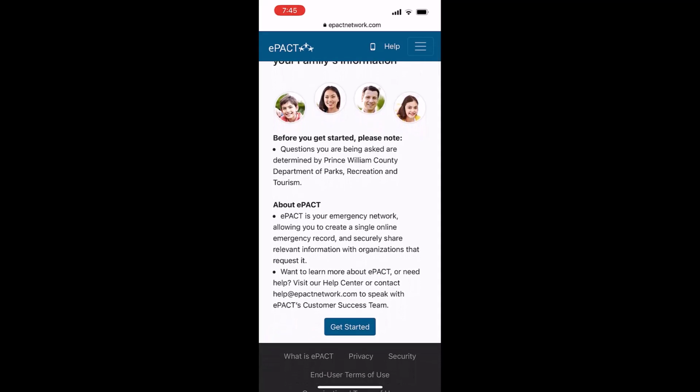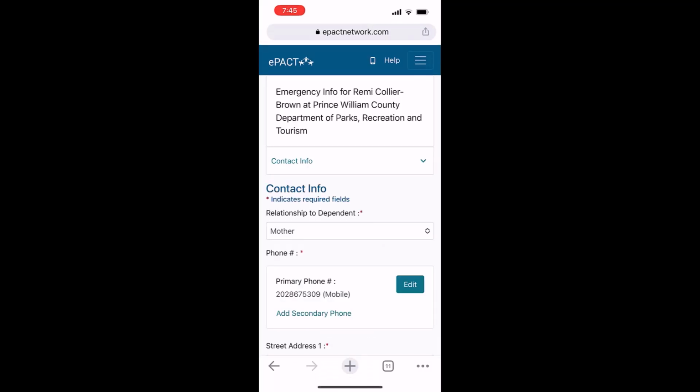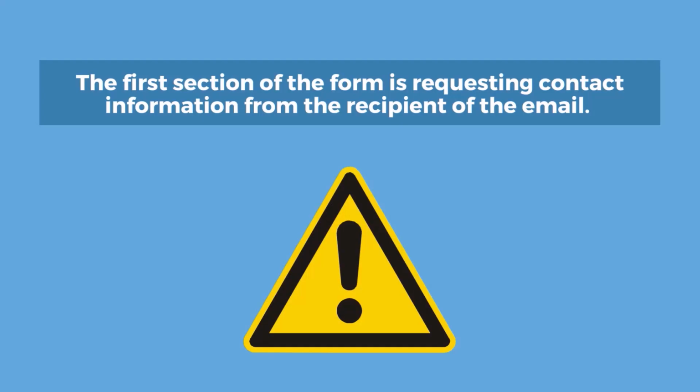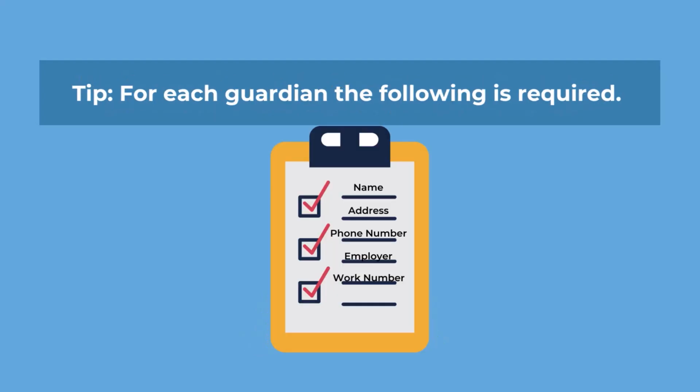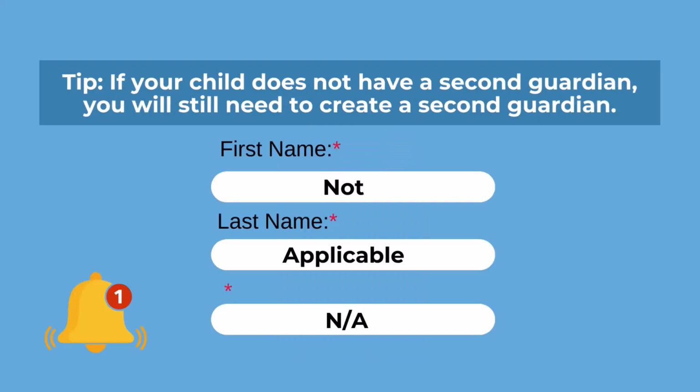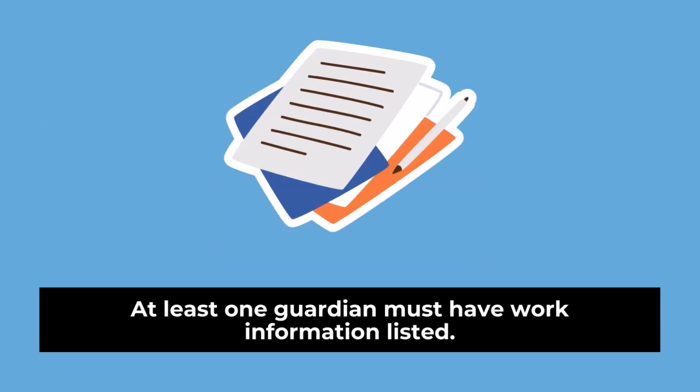The system will request contact information for the primary guardian listed on the account, which is the individual who received the email. For each guardian, their name, home address, phone number, employer, and work number should be listed. If your child has no other guardian, you will need to simply create a second guardian with the first name "not" and last name "applicable" and input N/A in all of the required fields pertaining to a second guardian. At least one guardian must have work information listed.